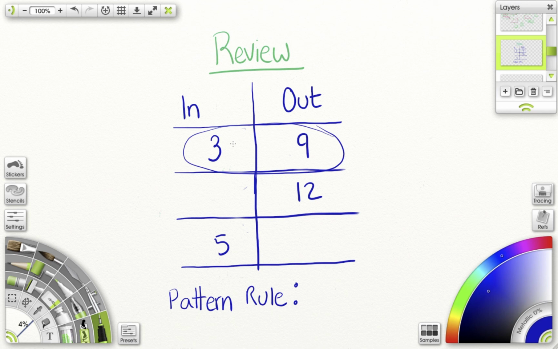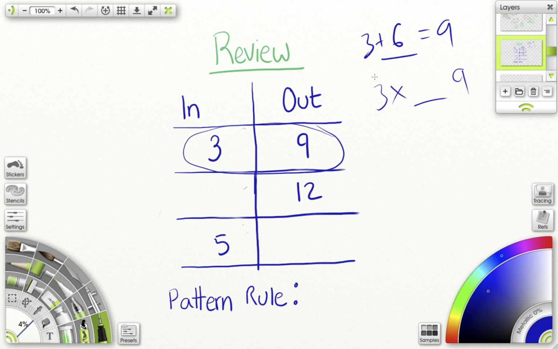That's how we're going to figure out what the pattern rule would be. How can I get from 3 to 9? Well, I have two options. Either I can add something to 3 to get to 9, or I can multiply something by 3 to get to 9. Let's try adding it for the first time around. So what do I have to add to 3 to get to 9? I just need to add 6. So 3 plus 6 equals 9.